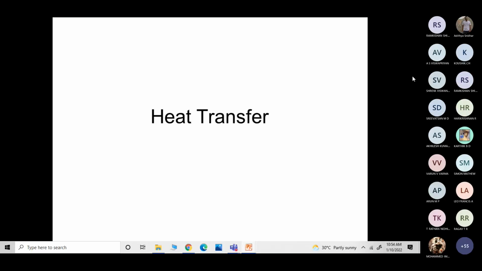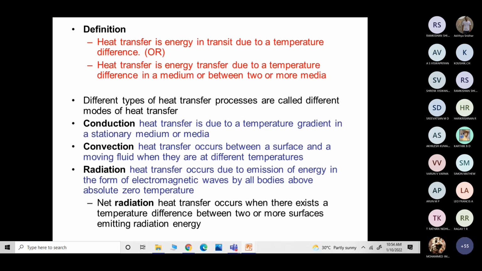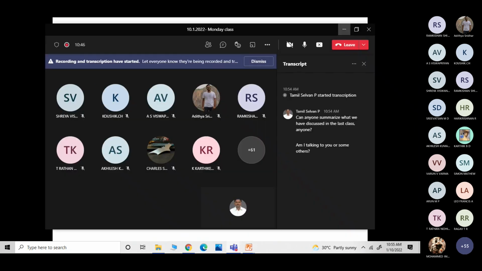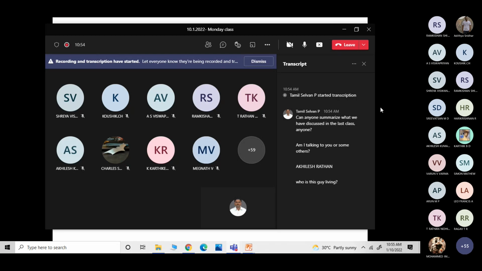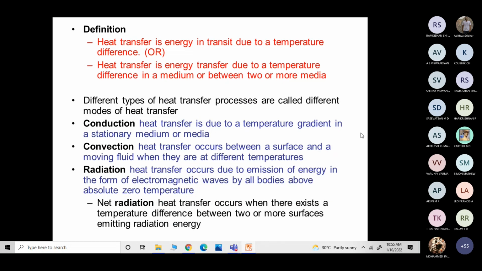Can anyone summarize what we have discussed in the last class? Anyone? Am I talking to you or some others? Akhilesh, Ratan. Who is this guy leaving? Who was that guy? Am I audible here?